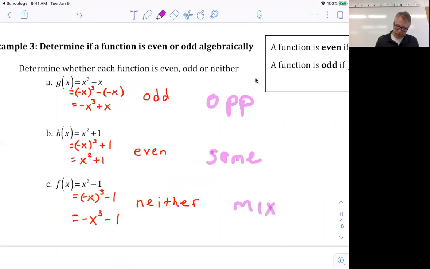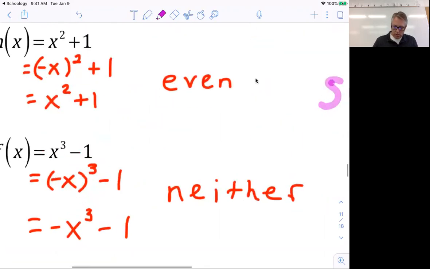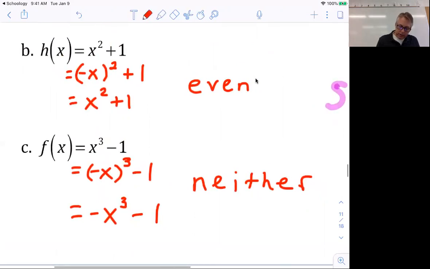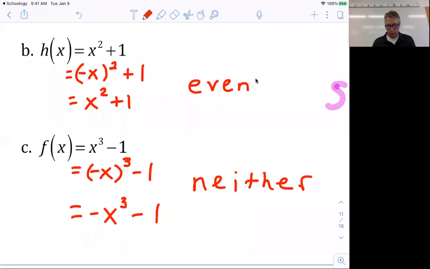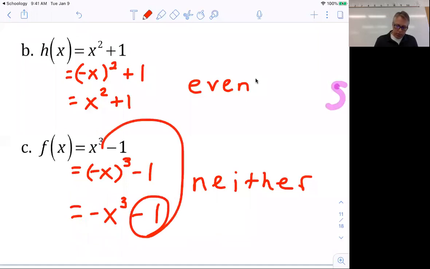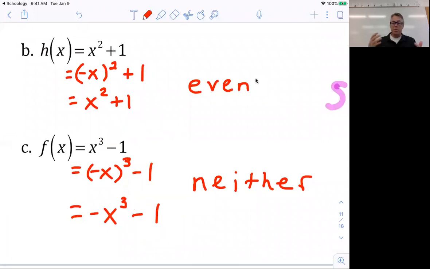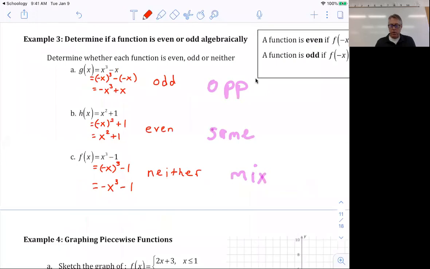But if there's a mix, some are the opposite and some stay the same, then it's neither. And that happens in this case. In this case, when I plug in negative x for x, well, negative x to the third is negative x to the third. That's the opposite of the original. But for this term, negative 1 is the same as negative 1. That's the same as the original. So one was the opposite, one was the same. We have a mixture, so that means the function is neither odd nor even.